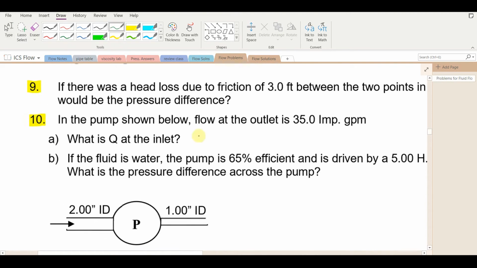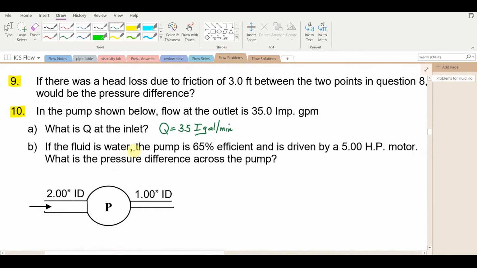Flow is constant. If the flow at the outlet is 35 gallons per minute, then the flow at the inlet is 35 imperial gallons per minute. Flow is not going to change unless we have a leak in the pipe or another input. It doesn't matter if the velocity changes, the flow is constant.